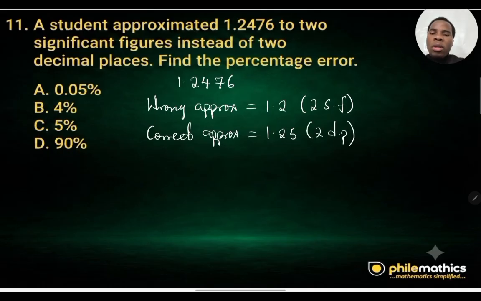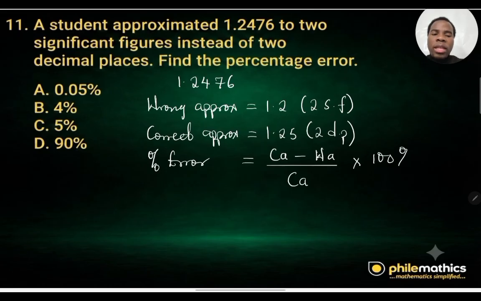And now, to find the percentage error will be the correct approximation minus the wrong approximation over the correct approximation times 100%.